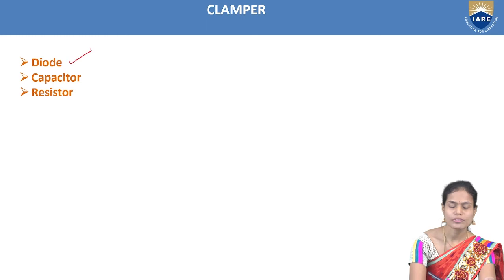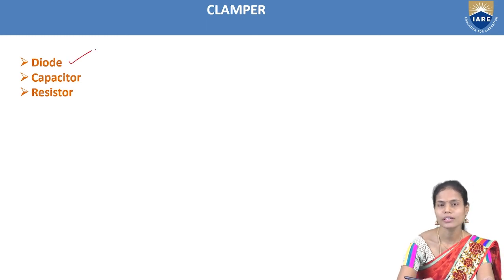What is the operation of the diode? When we provide forward bias to the diode, it acts like a closed switch, and we can take it as a short circuit. In all the analysis of the clamper, I am going to use the ideal diode. For the ideal diode, in the closed switch form or forward bias condition, it has zero forward resistance. Similarly, in the reverse bias condition, it has infinite reverse resistance.